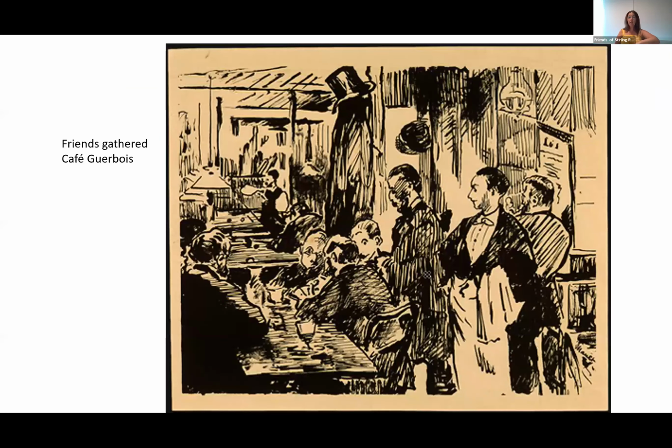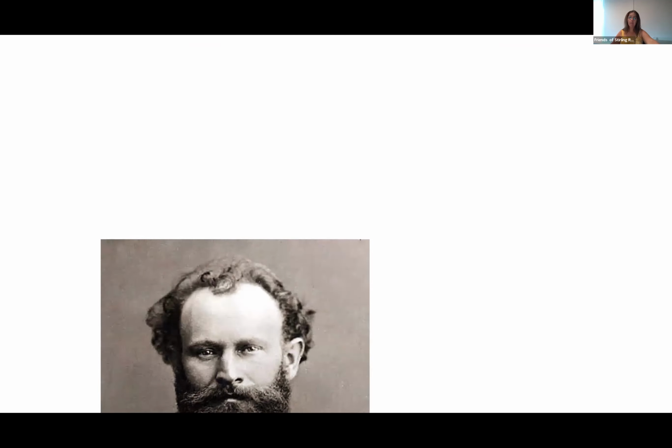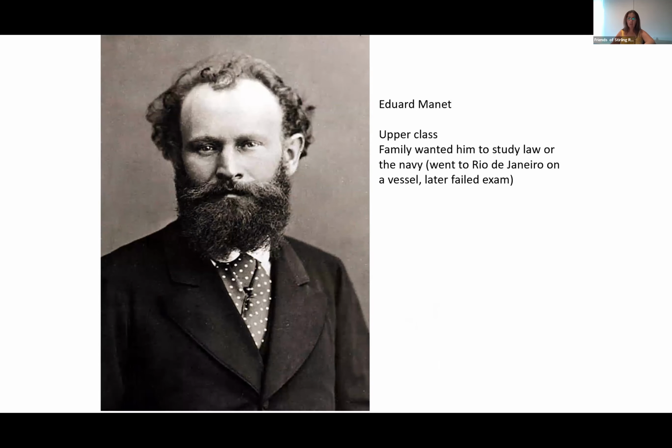They're going to get together in different cafes. One of those cafes was the Café Guerbois. They're going to talk to each other. They're going to discuss. They're going to have also friends who are writers, like Émile Zola and many others.